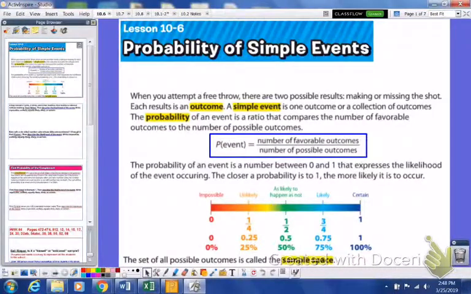Okay, so for this chapter, we've been doing a lot of statistics. So in 10.6, we are going to start talking about probability, specifically the probability of simple events. When you attempt a free throw, there are two possible results, making or missing the shot. Each result is an outcome. A simple event is one outcome or a collection of outcomes.